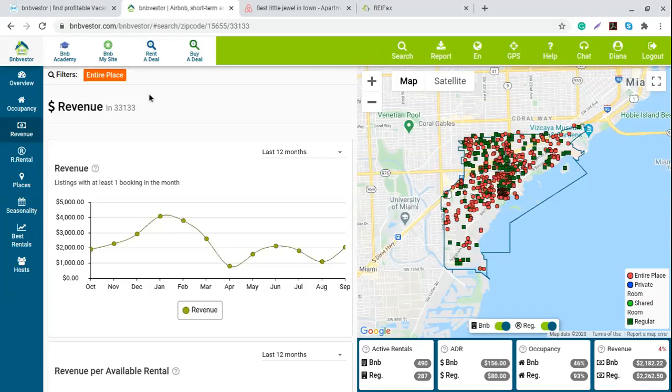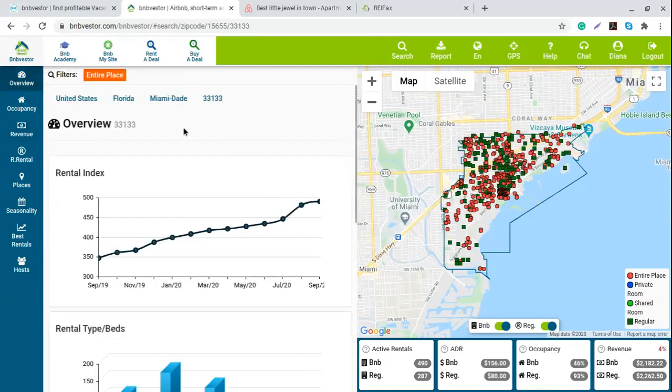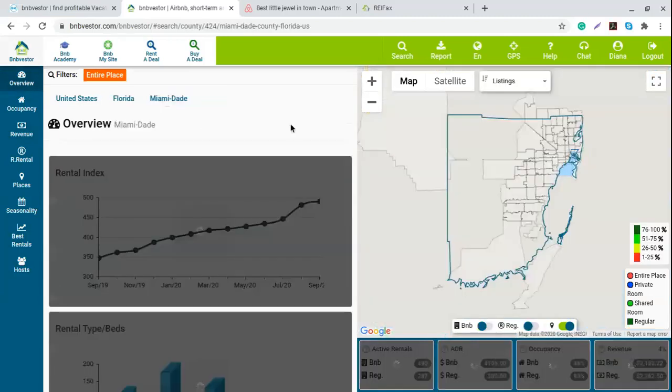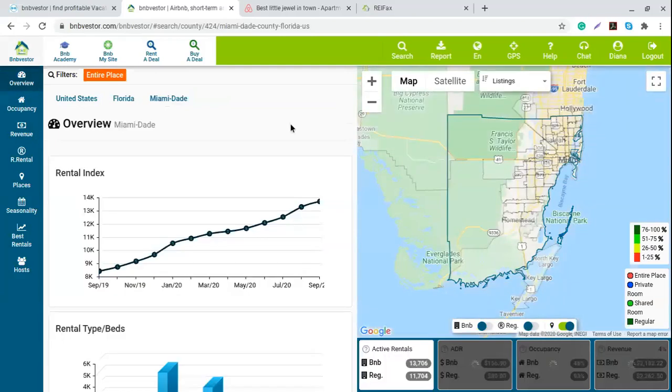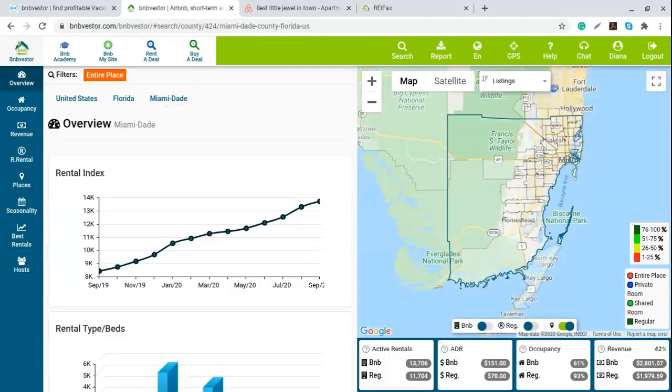We can try it. We can go ahead and try another one, and let's go ahead and do it. Let's go back to the overview and let's go to Miami-Dade, and let's find out, without just clicking randomly in a specific zip code, which are the best areas for us. And for that, we can go to the places.